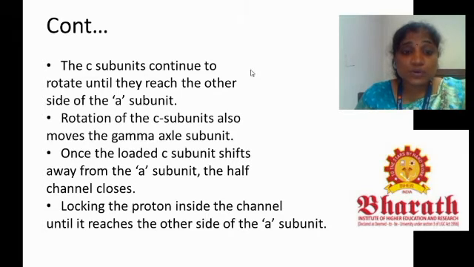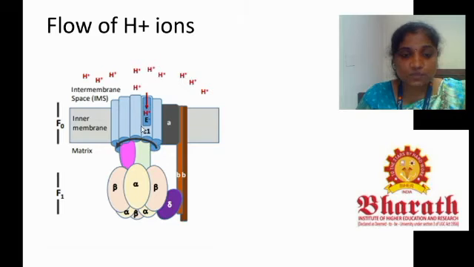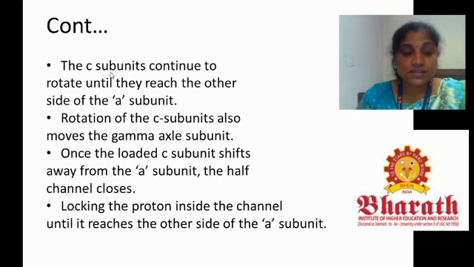The C subunits continue to rotate until they reach the other side of the A subunit. The H+ ions will be flowing across the membrane of each C subunit. As the H+ ions move across, the C subunits will be rotating in a clockwise direction. Until the membrane reaches the A subunit, the F0 domain will keep moving in that direction.